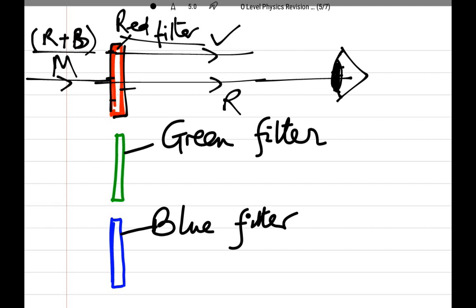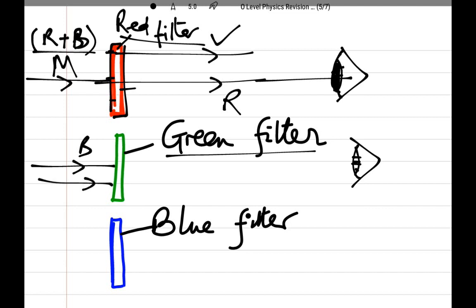Now, what do you think of the green filter? Definitely, the green filter only allows the green light to pass through it. So if blue light is incident on it, you see no color. No color will be seen. If red light is incident, no color will be seen. If green light is incident, green light will be seen, because the green filter allows in only the green light.